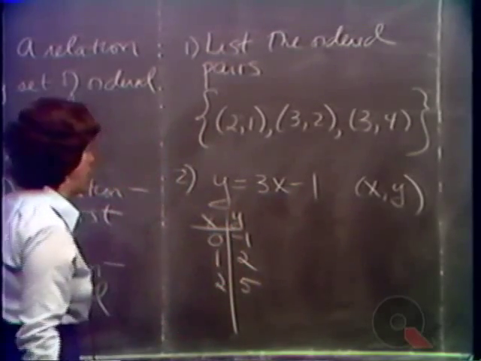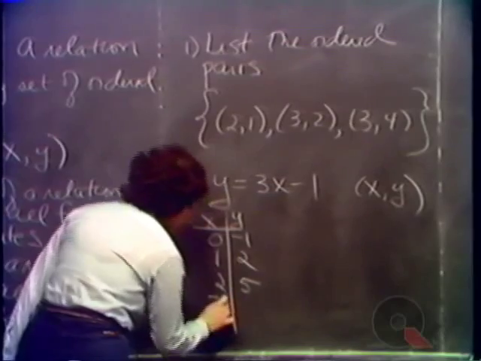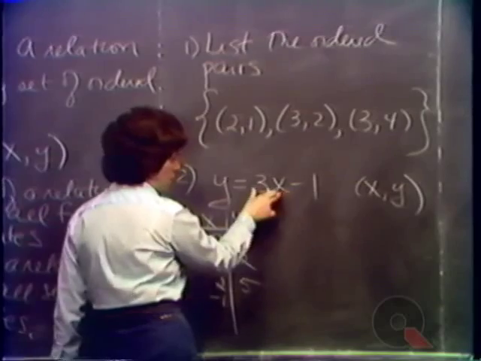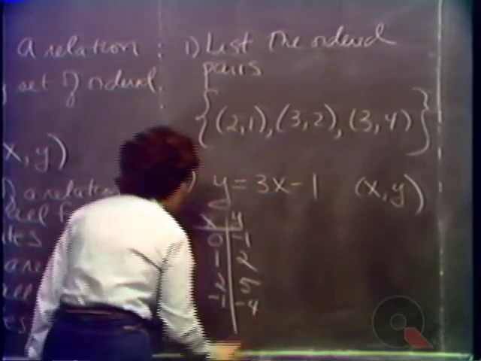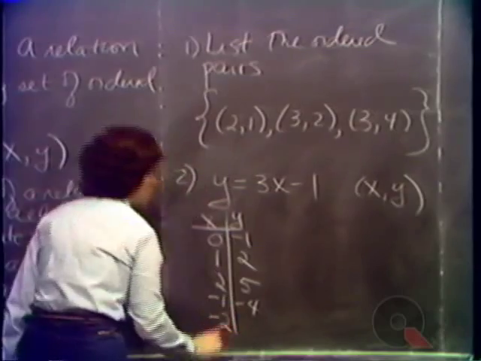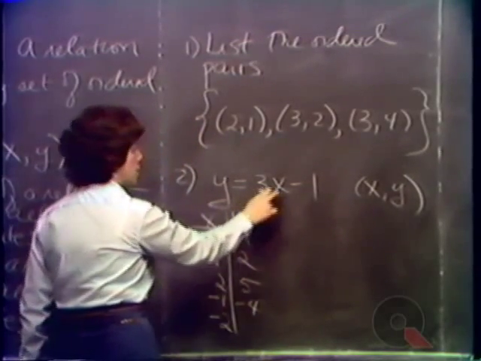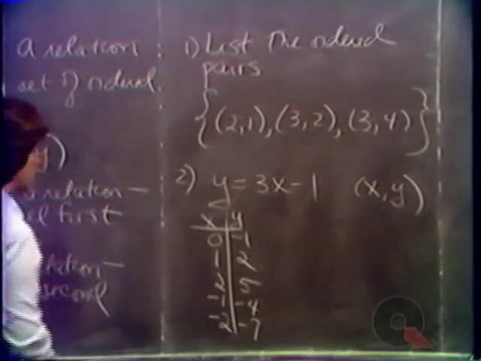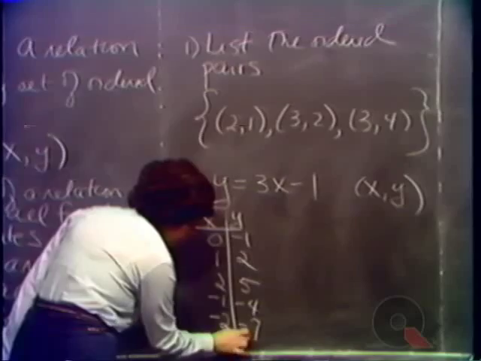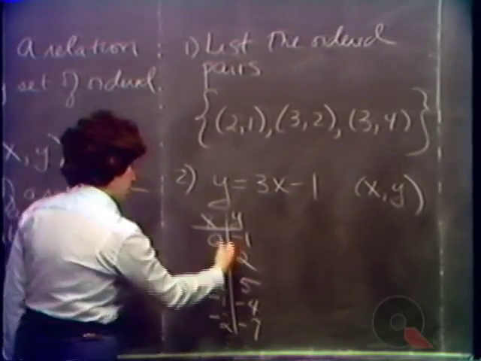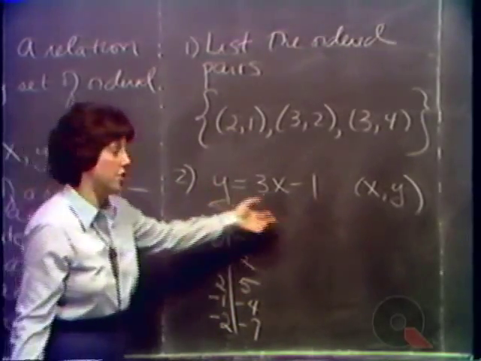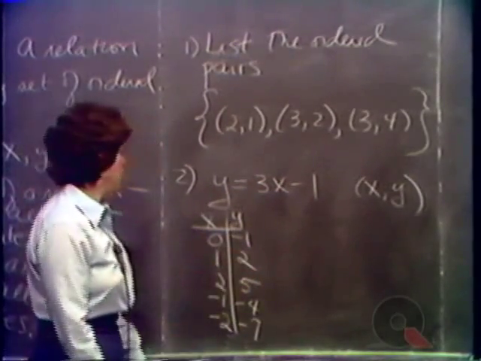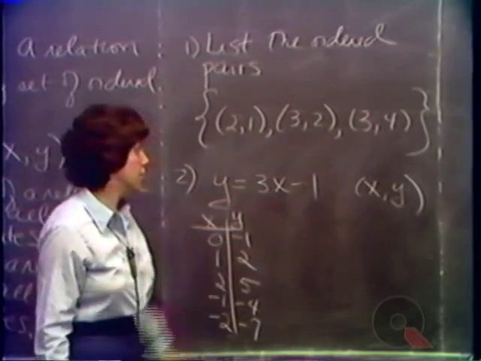You could substitute, of course, negative values for x as well. Minus 1, if you substitute that for x, you would get minus 1 times 3, that's minus 3, minus 1 for minus 4. You substitute in minus 2. You get 3 times minus 2, that's minus 6. Minus 1, the y value would be minus 7. And of course, this could continue. Here I've listed 5 ordered pairs in this relation. There are infinitely many ordered pairs in this relation. We could let x equal 1/2, 1 1/3, anything you wanted in this particular instance.